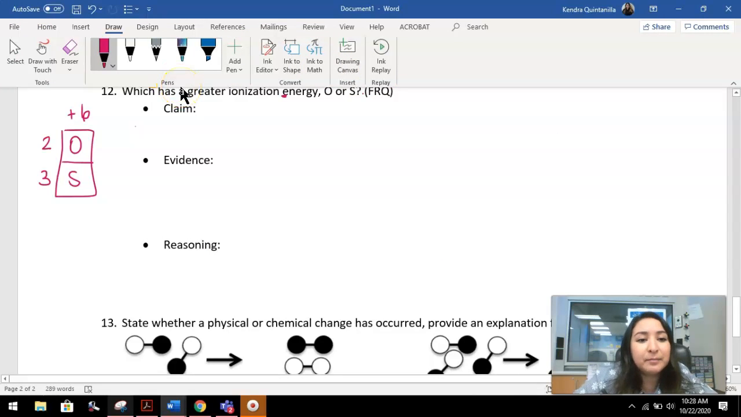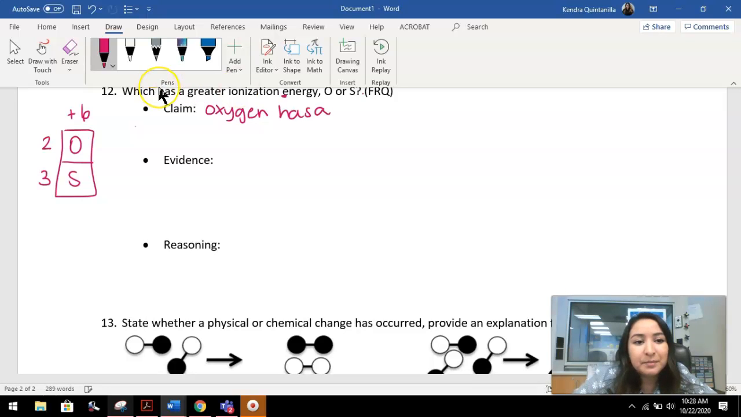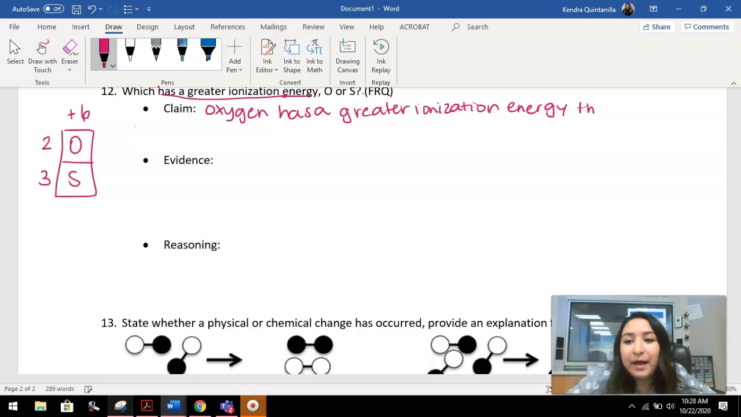So we're going to go ahead and write that. Oxygen has a greater ionization energy. I'm literally copying what I wrote here. And then we're going to put than sulfur. We have to compare it to the other element. If you do not put than sulfur, you do not get the points.